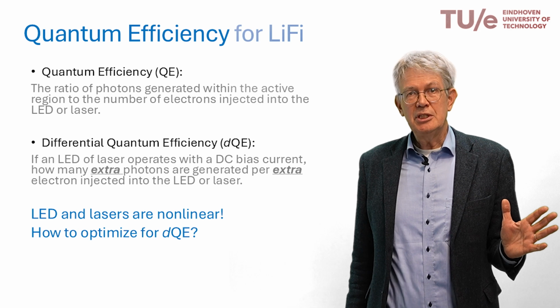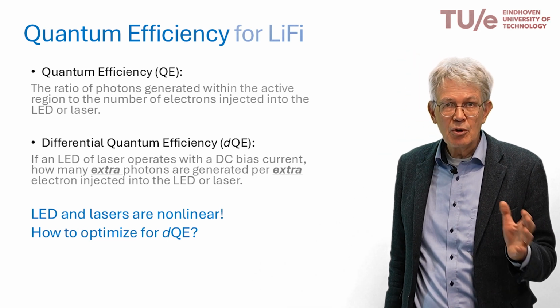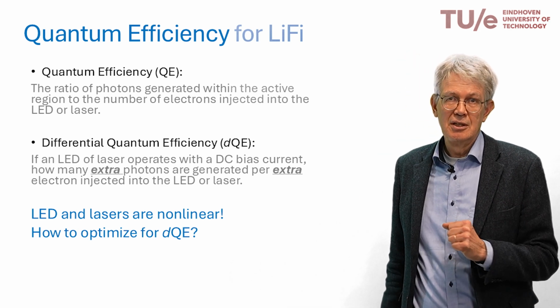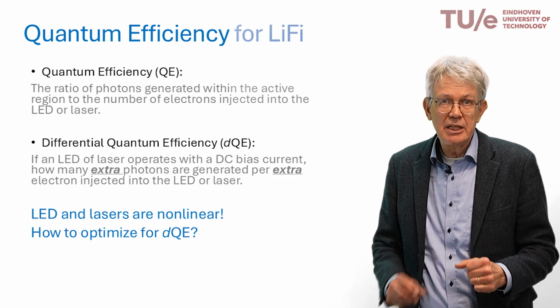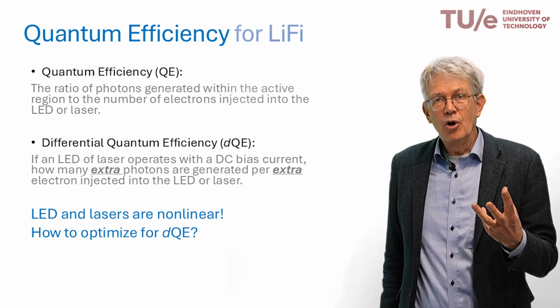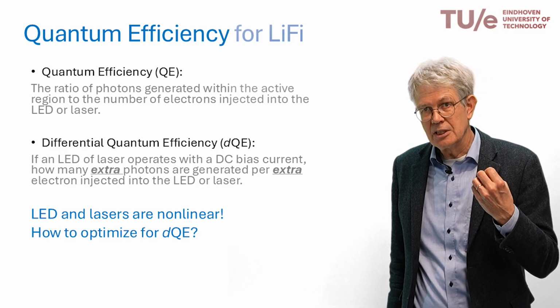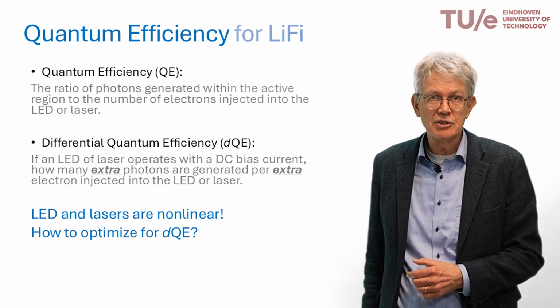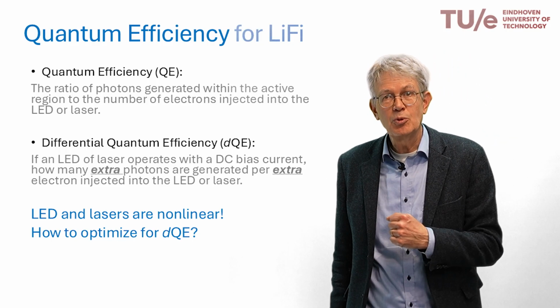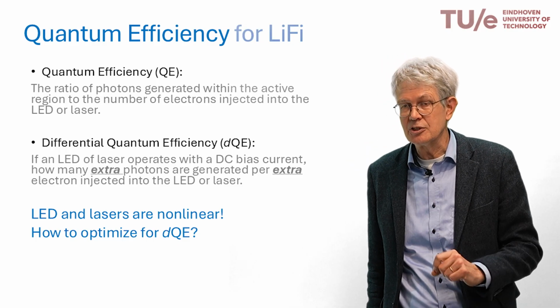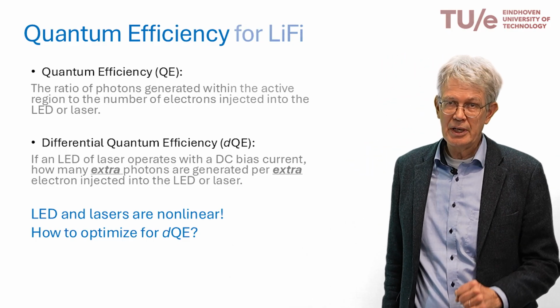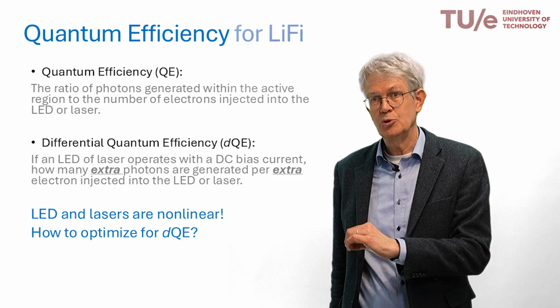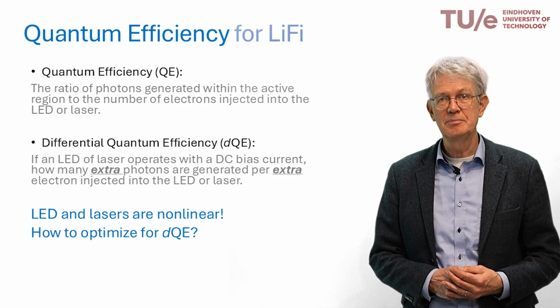What is quantum efficiency? Well, it's the ratio of photons generated within the active region of the LED compared to the number of electrons that is injected into the quantum well, injected into the LED or into the laser. And in the differential quantum efficiency we just talk about differences. One more hole electron pair, one more photon relative to the DC bias.